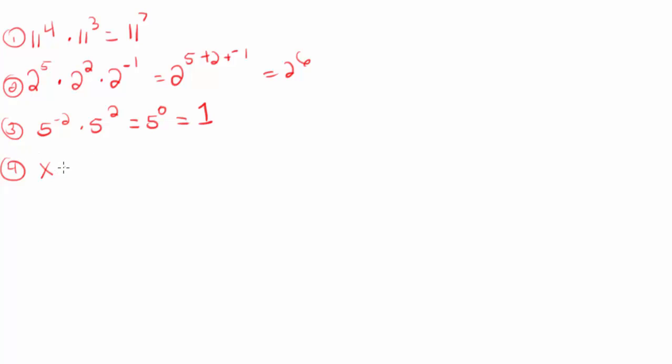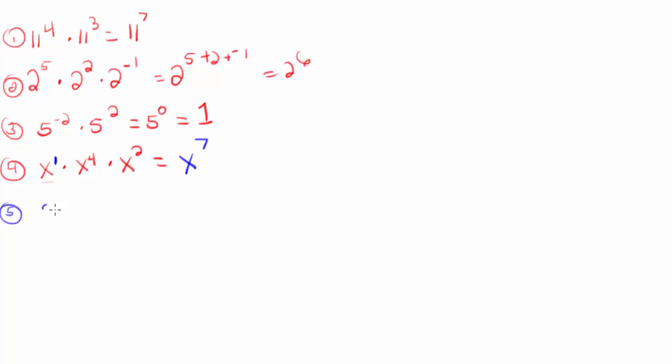Now it's the same with variables. X to the 4th times x squared times x: as long as the base, the big number, is the same, you add your exponents. And remember that this is really a 1 right here. So 1 plus 4 plus 2, so x to the 7th.